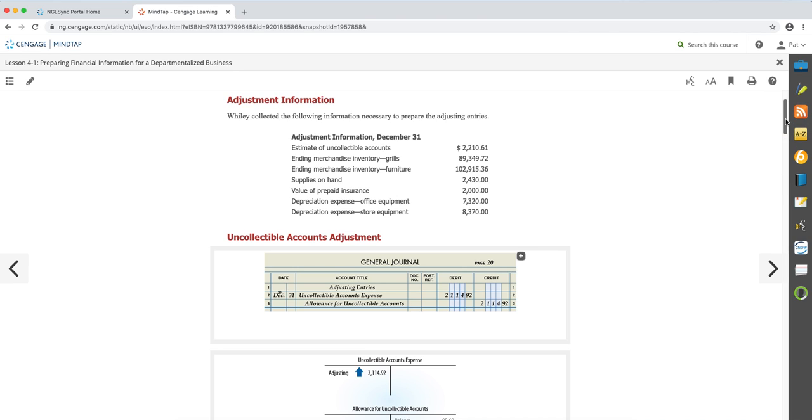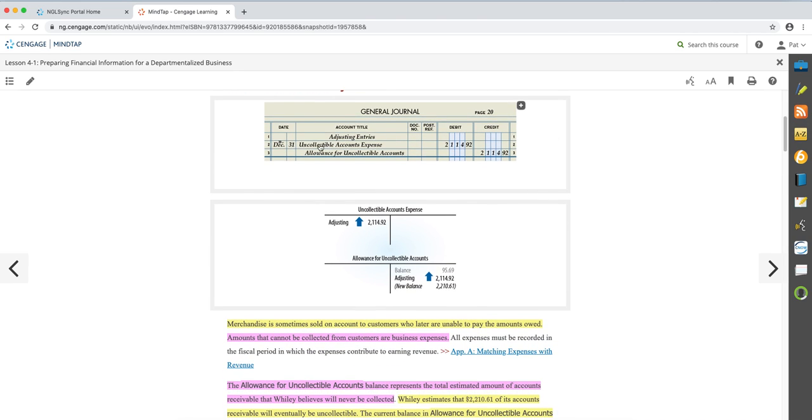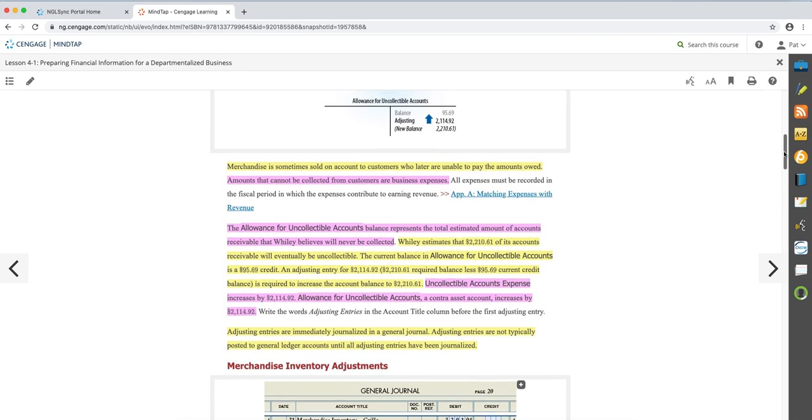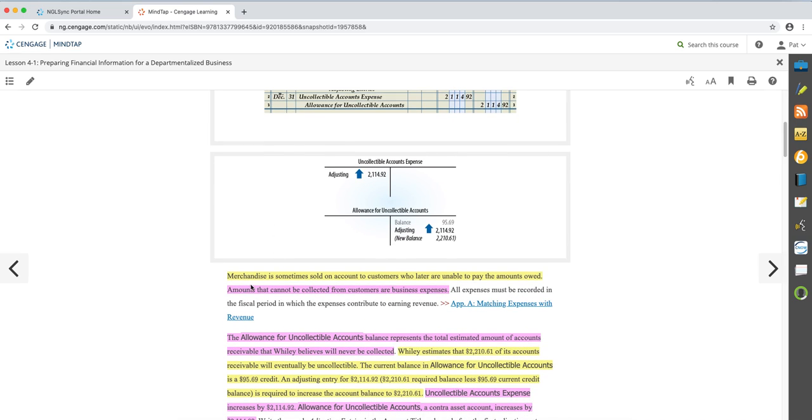So the first ones, we're just going to go down in order a little bit. Adjusting entries, allowance for uncollectible accounts. Uncollectible accounts expense is going to be debited, and allowance for uncollectible accounts will be credited. We debit the expense, and we are going to credit the allowance for uncollectible accounts. Try to keep that up there.